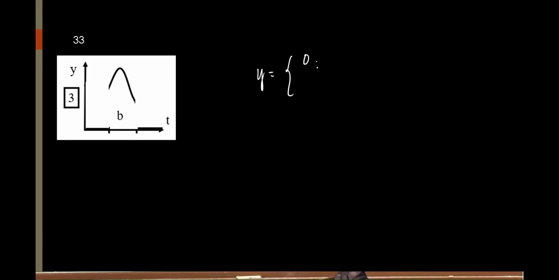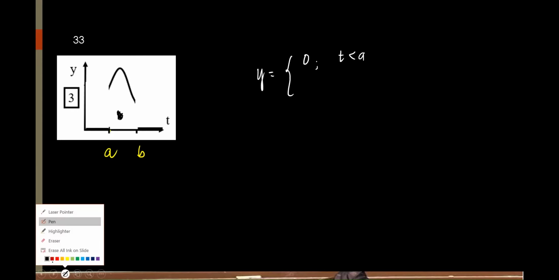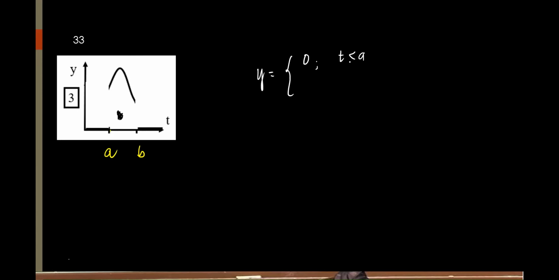you don't have anything when time is less than a. So sorry, this one, let's just fix this. This one is a, that's b. Let's just erase that. Okay. So initially, there's nothing when time is a, and then there exists the function when time is greater than or equal to a, but less than b. And then there's no function again when time is greater than or equal to b.